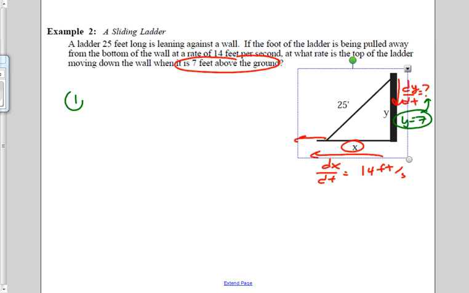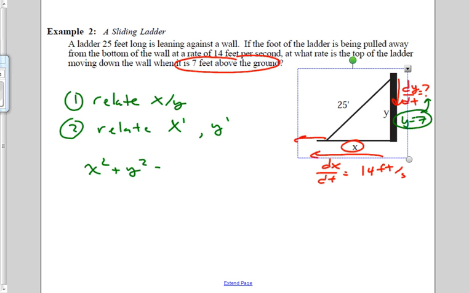So first thing, relate x and y. And the second thing, relate x prime and y prime with respect to time. So x and y, well, we've got a triangle. It's a right triangle. So we have x squared plus y squared equals 25 squared. So that's our first equation.